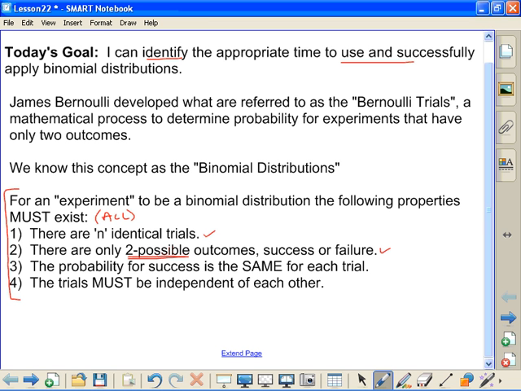So if there's a 30% chance you win the first time, there has to be a 30% chance you win the second time, and so forth. So the probability has to stay the same, so there has to be replacement, and the trials have to be independent. So that's talking about replacement. If I'm pulling socks out of the drawer, I have to put my sock back before I do the next draw. So those 4 conditions absolutely must be met.